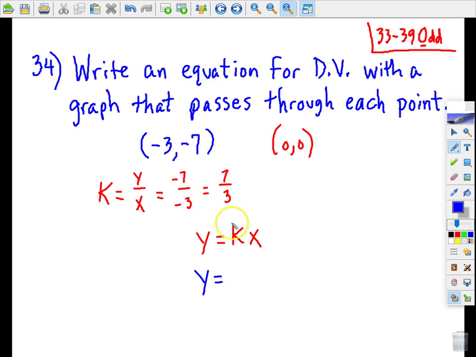I'm just going to replace what I came up with, the constant, as 7/3. That replaces k. And I've got my equation. So that's really not too bad at all. Don't have to graph anything. Just use this ordered pair as your x and y to help you find the constant, and then that can lead you to the equation.